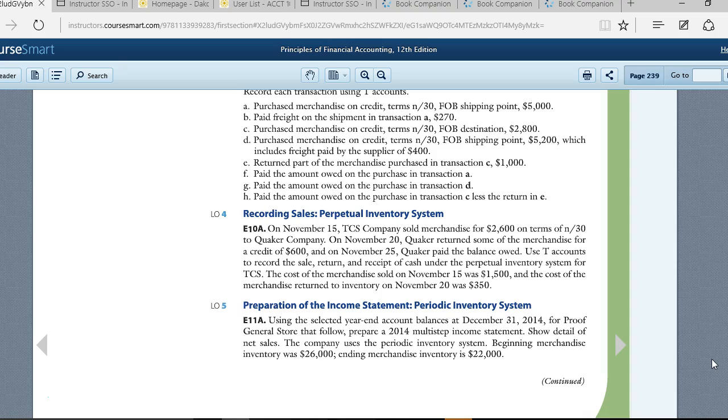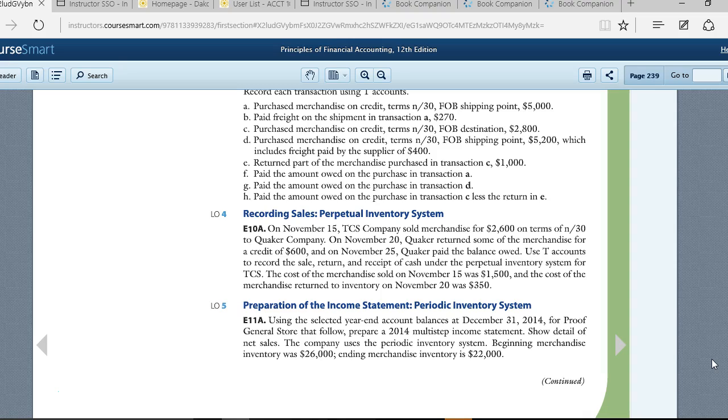E10. Is that okay? I just want to stick with what we're doing instead of confuse you yet. E10, what we're going to do is record sales under this same perpetual system.